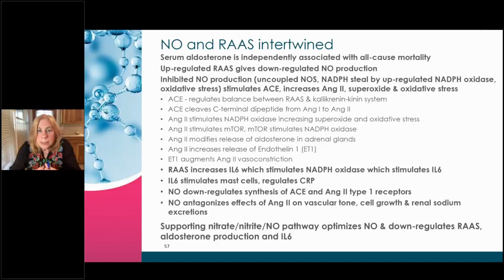The renin-angiotensin-aldosterone system. The aldosterone is independently associated with all-cause mortality. Up-regulated RAS down-regulates nitric oxide. And inhibiting nitric oxide production up-regulates the RAS cycle, which increases interleukin-6, an inflammatory cytokine. This goes and stimulates NADPH oxidase, which stimulates interleukin-6. So we've got this bad, vicious cycle going on. Interleukin-6 stimulates mast cells. So nitric oxide down-regulates the RAS, down-regulates the aldosterone production and the interleukin-6.